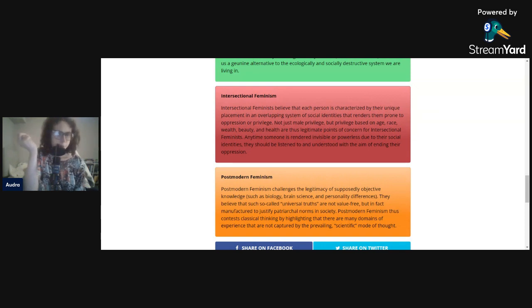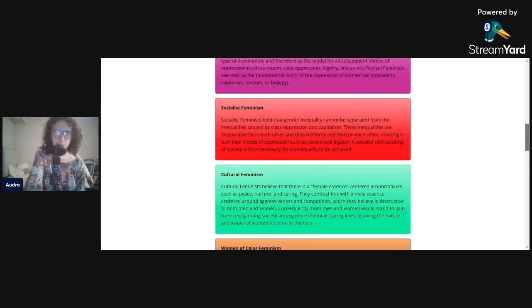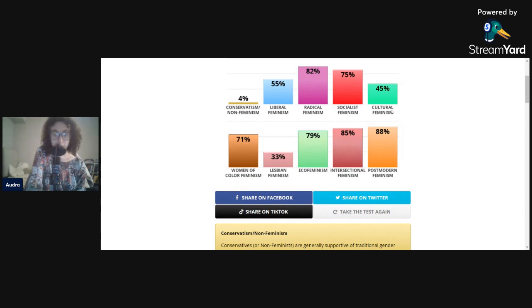Intersectional feminism believes that each person is characterized by their unique placement in an overlapping system of social identities that render them prone to oppression or privilege. I said this earlier in a less eloquent way. Not just male privilege, but privilege based on age, race, wealth, beauty, and health are thus legitimate points of concern for intersectional feminists. Anytime someone is rendered invisible or powerless due to their social identities, they should be listened to and understood with the aim of ending their oppression. So, yeah, I have my numbers between those two. Postmodern feminism and intersectional feminism are pretty close, 88 and 85%.